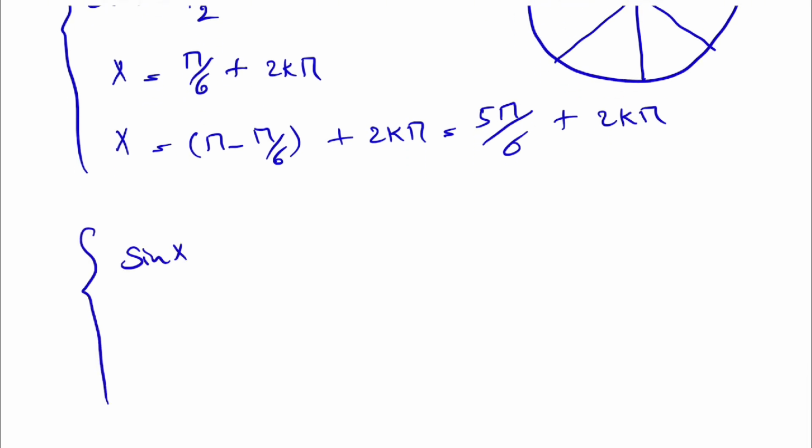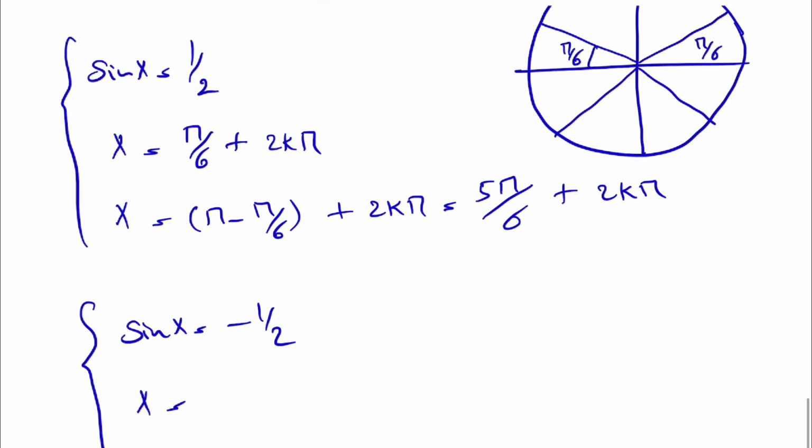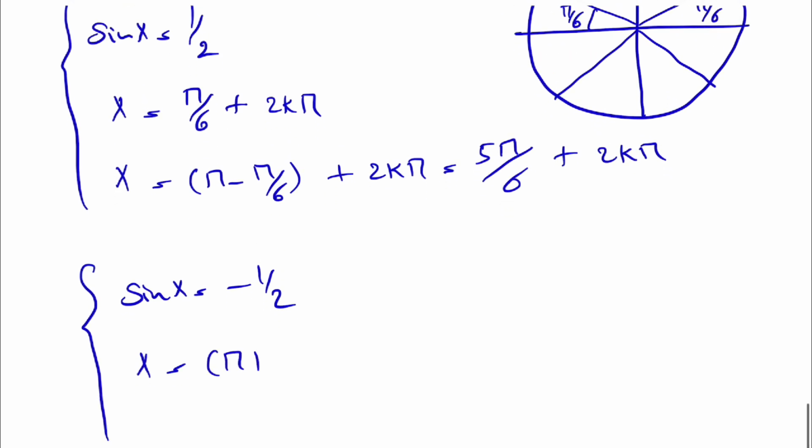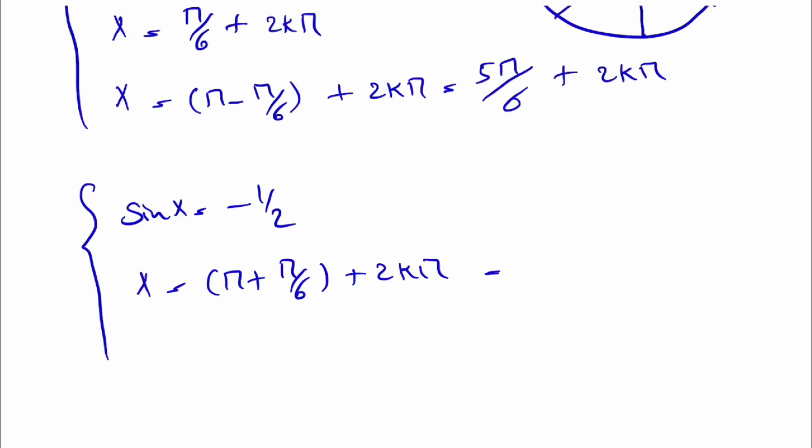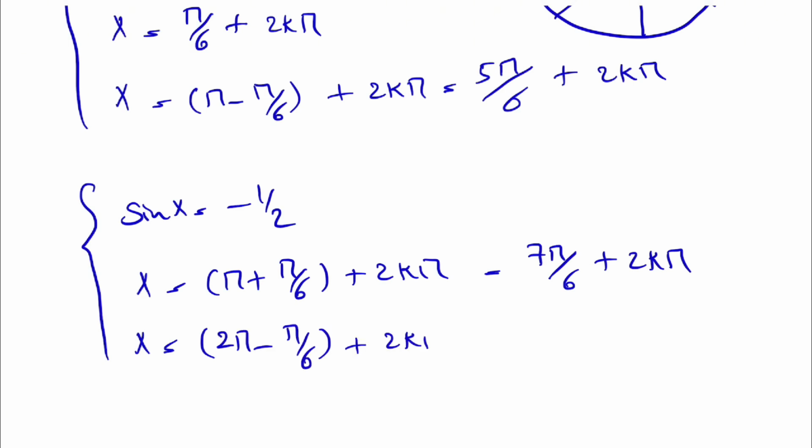And when our sine of x is equal to minus 1/2, our x will be in the third quarter, so pi plus pi over 6 plus 2k pi, which is going to give us 7 pi over 6 plus 2k pi. And our x will be what we have in the fourth quarter, so 2 pi minus pi over 6 plus 2k pi, which is going to be 11 pi over 6 plus 2k pi. And this is the last answer that we have for this question.